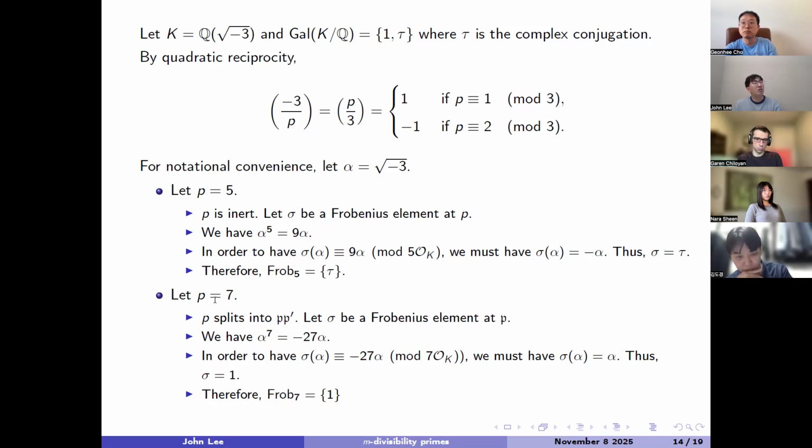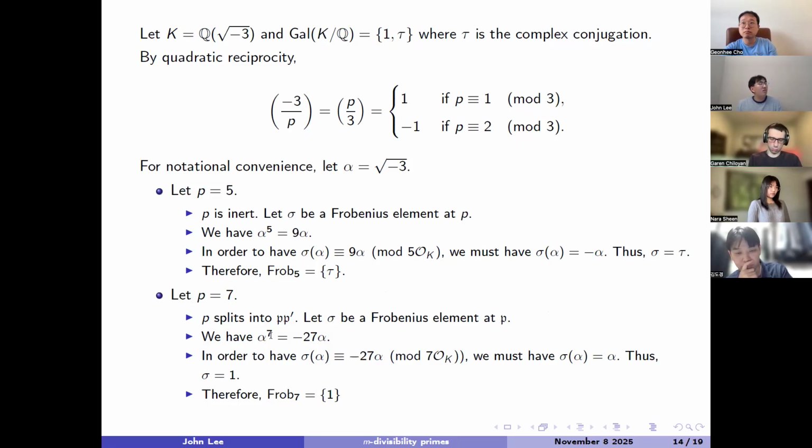What about P equals 7? Well, because 7 is congruent to 1 mod 3, it should be splitting. So let P and P prime be the primes lying above little p, the rational prime. And now I need to make a choice, but it doesn't really matter because the Frobenius elements at P and P prime will be conjugate to each other. And because this is an abelian group, an element is only conjugate to itself. So in this case, I can just choose P, but if you choose P prime, we'll end up having the same result anyway.